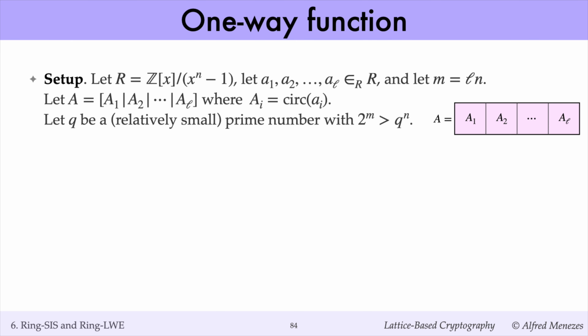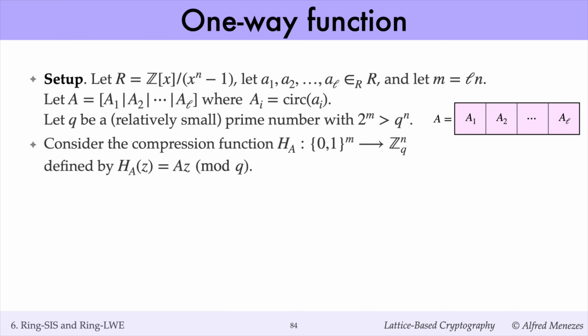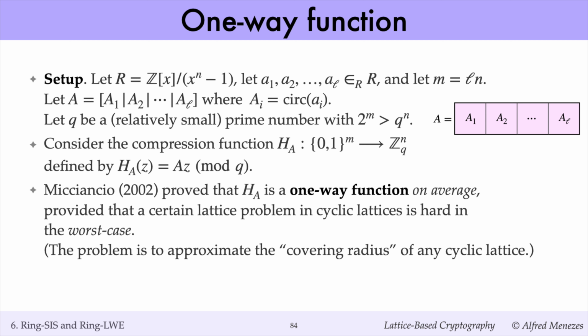Now, let q be a prime number such that 2 to the m is greater than q to the n. Consider the function h_A that maps a binary string z of length m to the length n vector A times z modulo q. h_A is a compression function since the domain is larger than the codomain. Micciancio proved that h_A is a one-way function on average, assuming that a certain lattice problem in cyclic lattices is hard in the worst case. However, it turns out that h_A is not collision resistant.